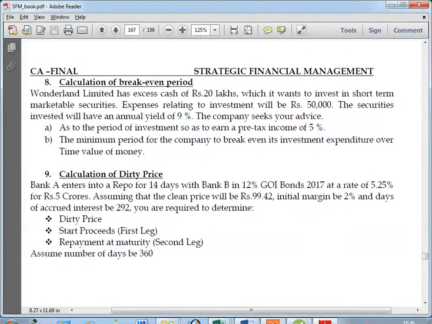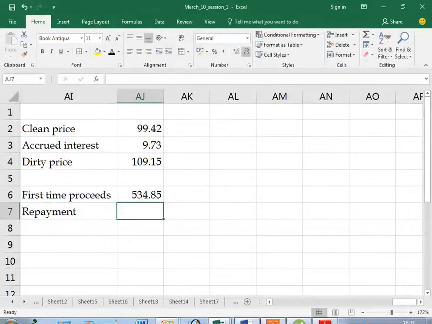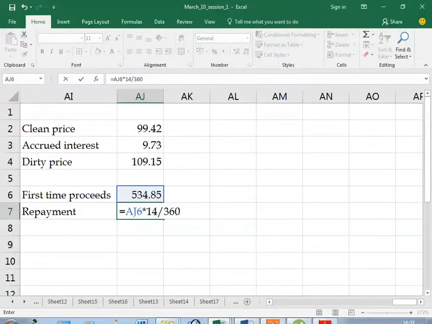This is start proceeds. Repayment: the repo is for how many days? 14 days. So he has to pay interest for a period of 14 days, but interest will not be at 12%, it will be at the repo rate. What is the repo rate agreed on? 5.25%. He took a loan of 534 from us and he is going to pay interest at the rate of 5.25% for a period of 14 days.